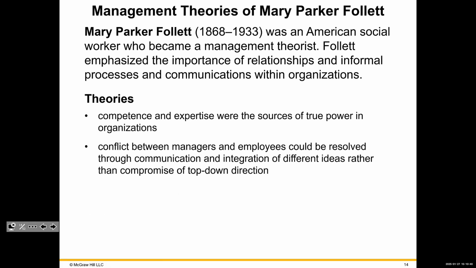And then we have more theories just to drive you insane, right? So we have Mary Parker Follett, and she was a management theorist. So you see, we're still bringing in all these theories from management. We're trying to bring them together. And then the sources of true power are competence and expertise. I love that, right? Some people would say money is power too, but maybe you need the money to get the competence and the expertise. And then there could be conflicts between managers and employees.